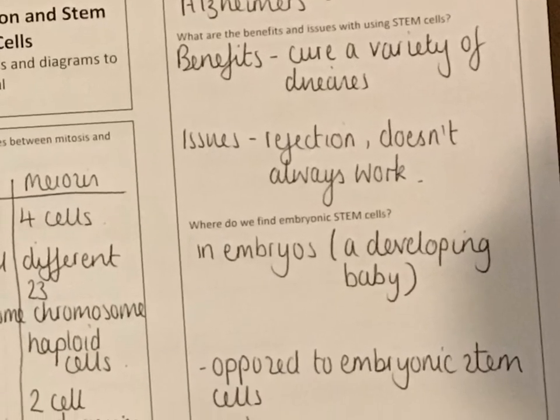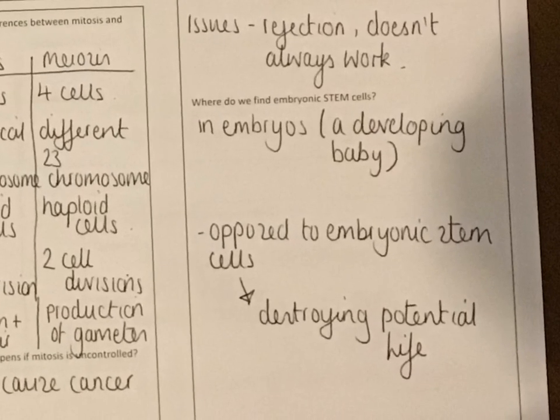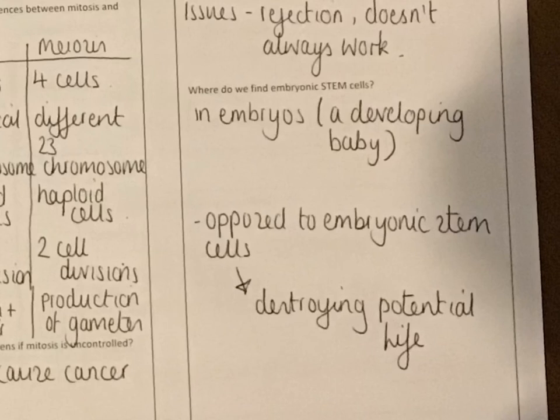Then where do we find embryonic stem cells? We find them in the cells of embryos. An embryo is a developing baby. So we find them in the cells of a developing baby just after fertilization. Many people are opposed to embryonic stem cells, and the reason is that by taking the stem cells from the embryo, we are destroying potential life.